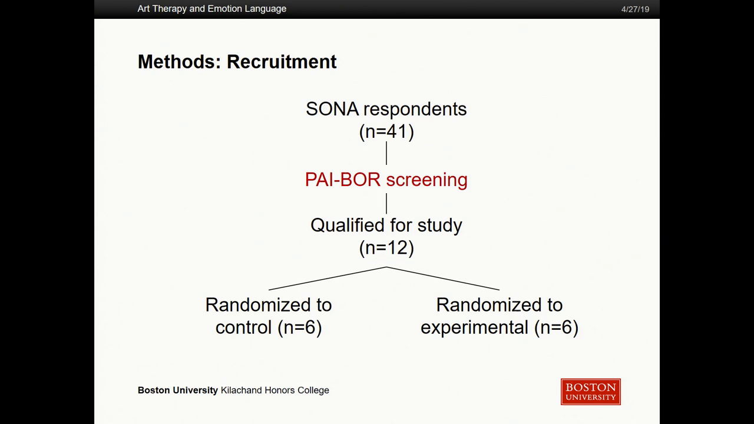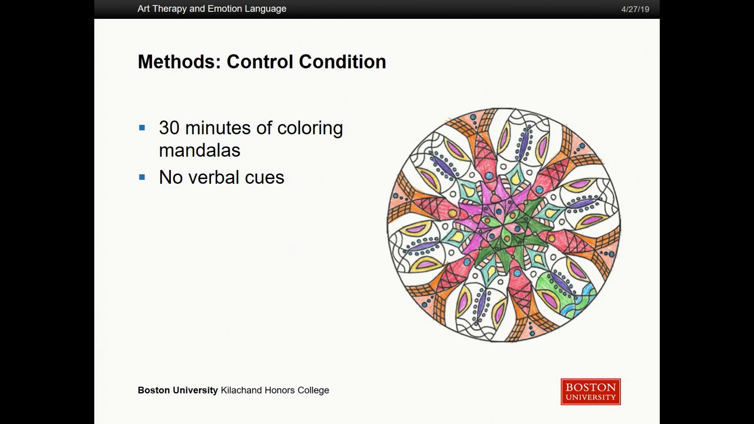What do these conditions look like? So the control condition was 30 minutes of coloring mandalas. This is based off of 2005 Curry and Kasser research, which shows that coloring mandalas may increase mindfulness or maybe make you more aware of your emotional state, but doesn't necessarily engage in the emotional processing that's necessary in addressing the emotion language deficits in BPD.